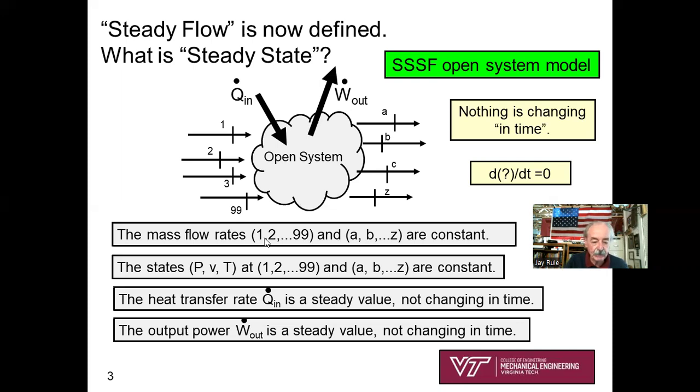Okay. Similarly, heat transfer rate, this Q dot in, the rate at which heat is being transferred, let's say 5 kilowatts. It's 5 kilowatts all the time. It's a constant value. And then, of course, the same thing for output power. It's steady. It's not changing in time. So I hope it's as simple as that. That's what steady state is. The states and the flow rates, they're all constant in time.